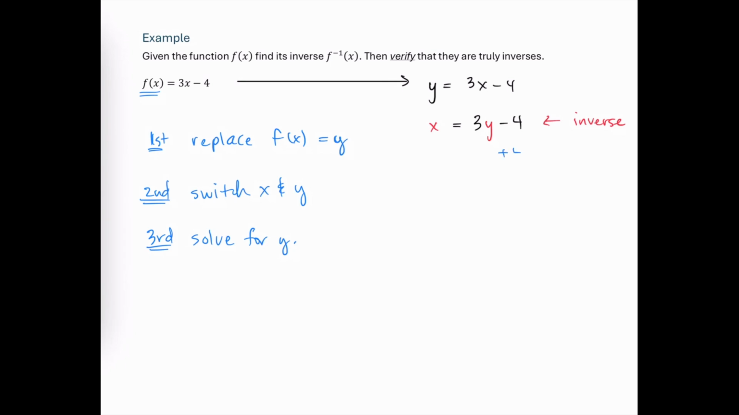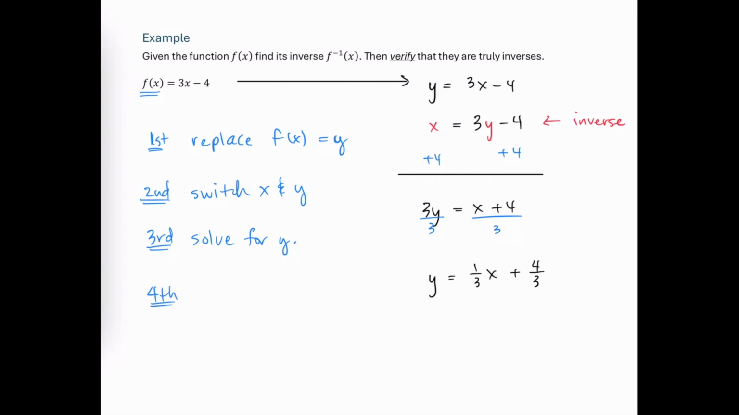So to solve for y, we're going to add 4 to both sides. We'll end up with 3y is equal to x plus 4. Continuing to solve for y, we'll divide both sides by 3, and we'll get y is equal to, let's call this, 1/3 x plus 4/3.